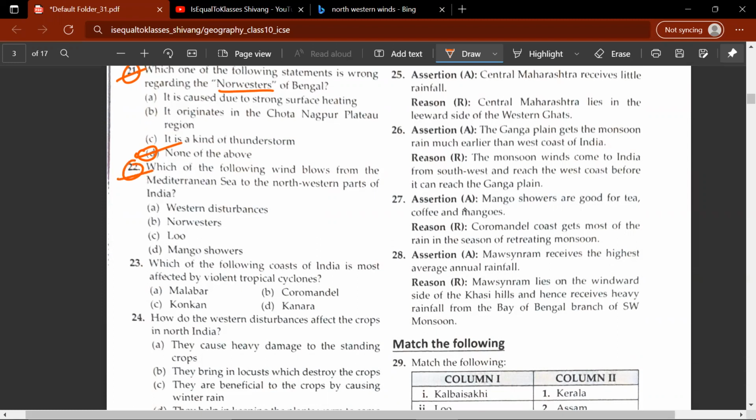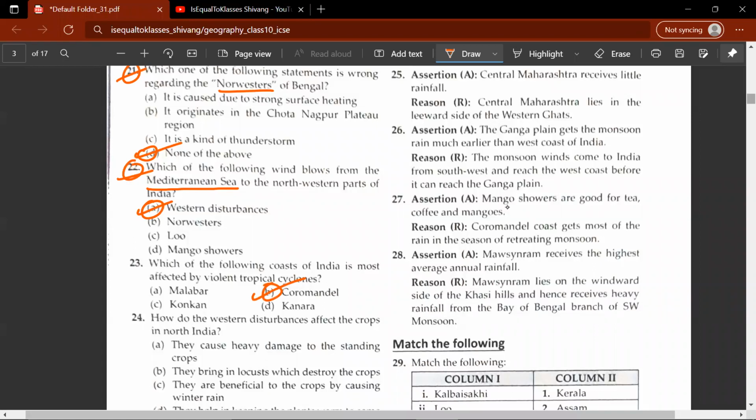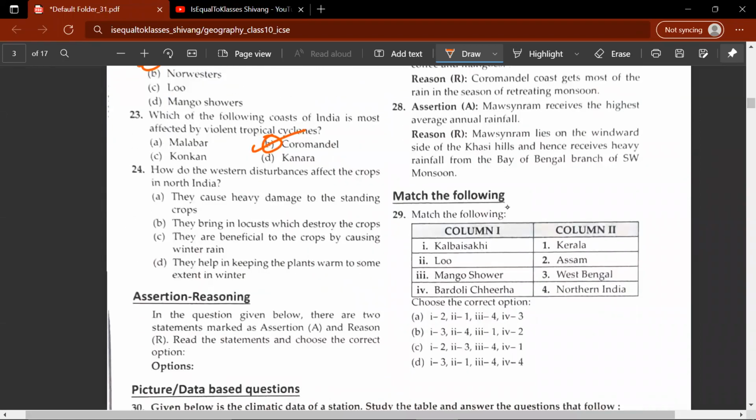22nd question. Which of the following winds blows from the Mediterranean Sea to the northwestern parts of India? Would it be A, B, C, or D? So the correct answer would be A, western disturbances. 23rd question. Which one of the following coasts of India is most affected by violent tropical cyclones? You have the Coromandel coast, which is most affected by violent tropical cyclones. How do the western disturbances affect the crops in North India? So the correct answer would be C. They are beneficial to the crops by causing winter rain.